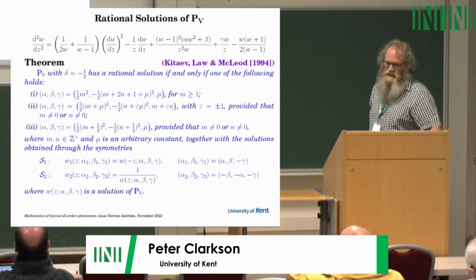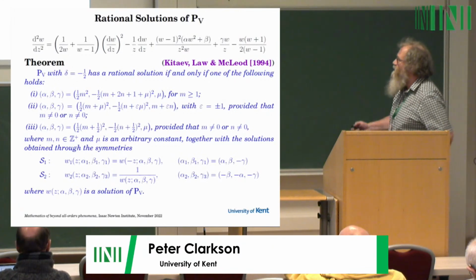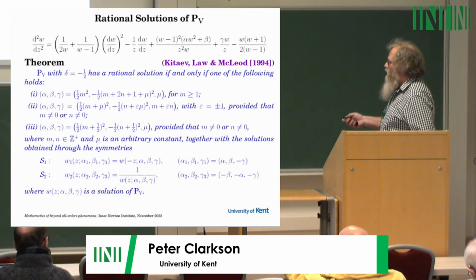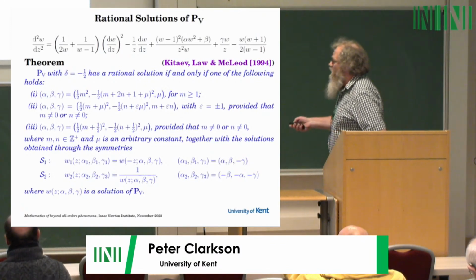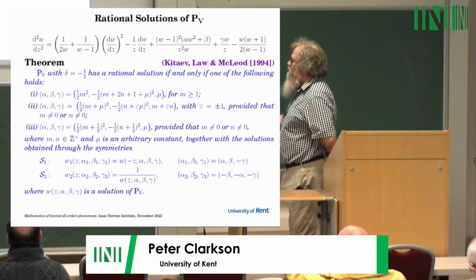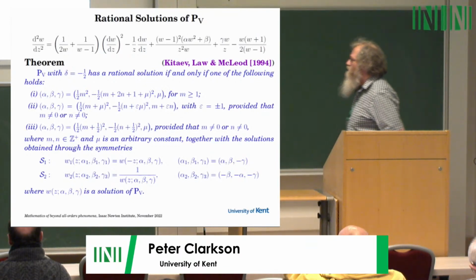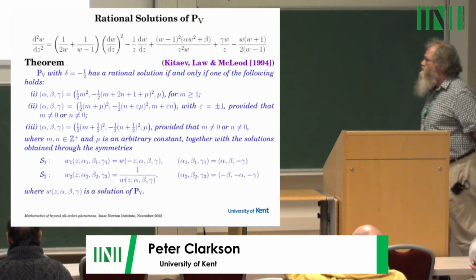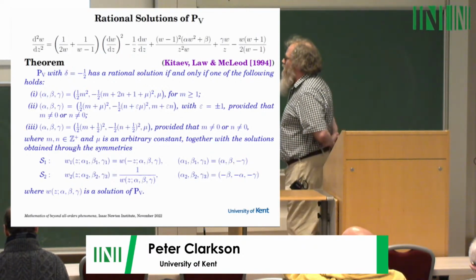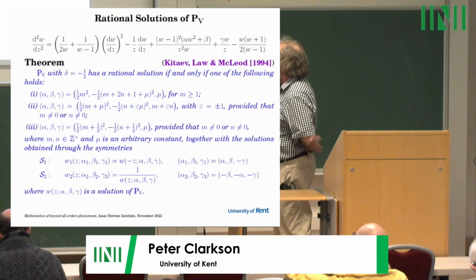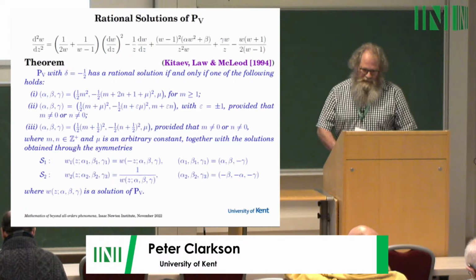On the other hand, rational solutions, these were classified in 1994 by Kitaev, Law, and MacLeod, and they come in 3 different forms. Together with those, you can get through these additional symmetries here. So you could put them in 5 forms, but you can actually just write them like this, in terms of these 3 particular forms. And I'm going to look at these in a little more detail now of what you can actually do with them. These involve a parameter mu and integers m and n.